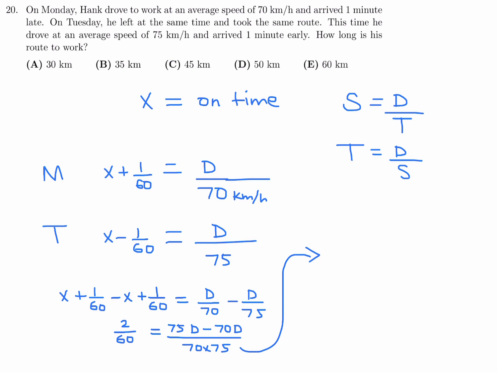And this gives me, if I isolate for D, I got 5D equals 2 over 60 times 75 times 70. And if you do the math, D comes out to be 35. So number 20, the answer is B.